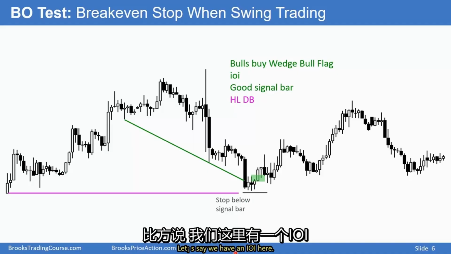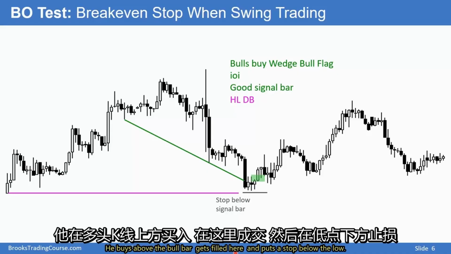Let's say we have an IOI here. He buys above the bull bar, gets filled here, and puts his stop below the low.